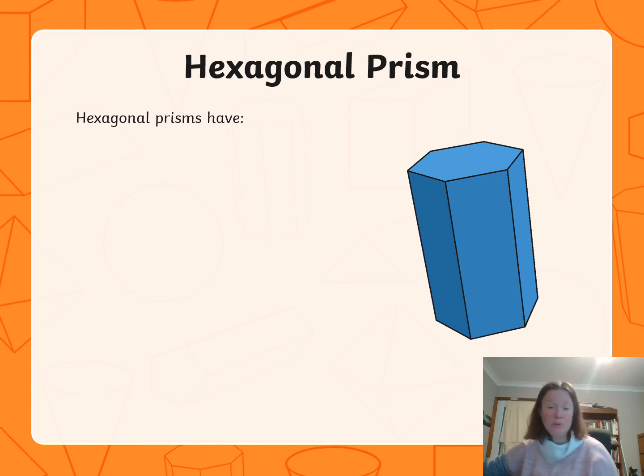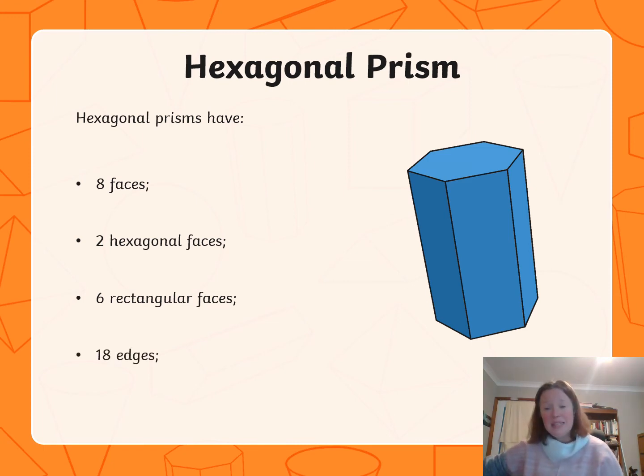Okay, hexagonal prism, similar to a pentagonal prism. We've got 8 faces this time, 2 hexagonal faces and 6 rectangular faces, or as I said, they could be square-based faces. 18 edges in total, quite a lot of connecting from one vertex to another. So 12 vertices in total. Again, pausing the film, having a check where those vertices are and where the edges are.